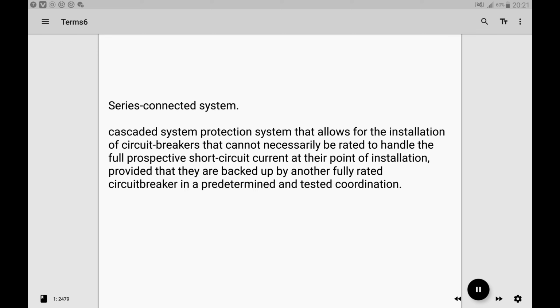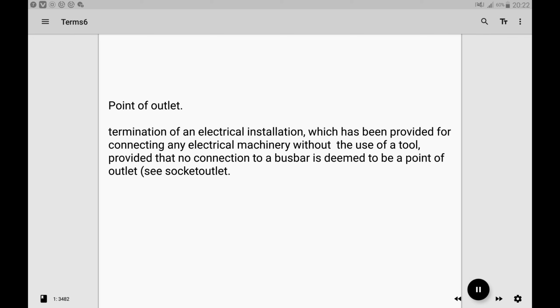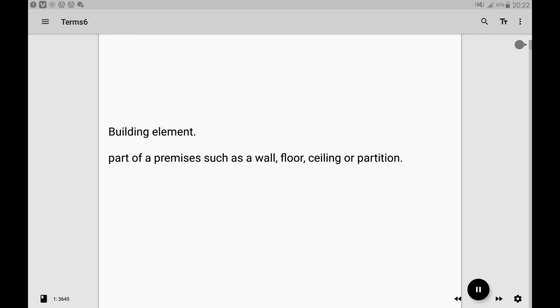Fire officer. Officer or any person to whom such power has been duly delegated, who is appointed by a local authority to administer its bylaws and any relevant statutory regulations relating to fire protection. Point of outlet. Termination of an electrical installation, which has been provided for connecting any electrical machinery without the use of a tool, provided that no connection to a busbar is deemed to be a point of outlet. See circuit outlet. Building element. Part of a premises such as a wall, floor, ceiling or partition.